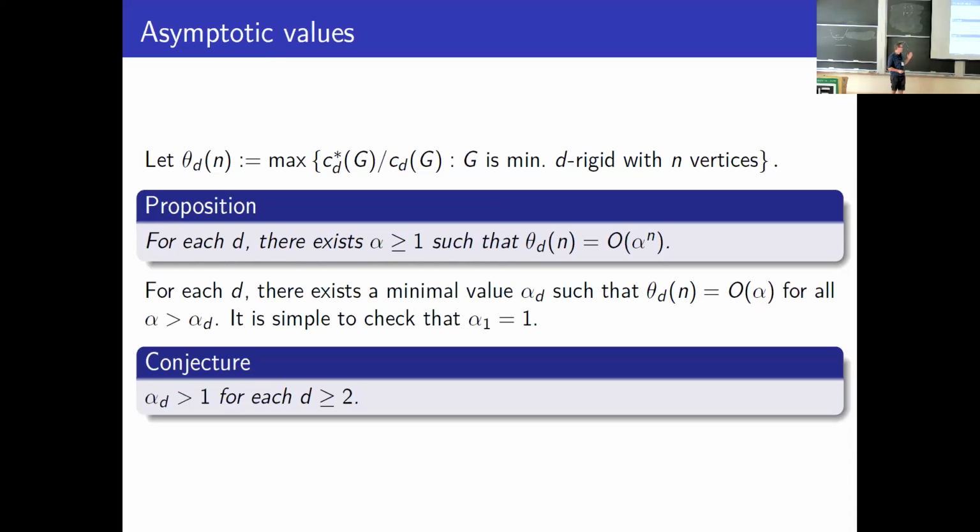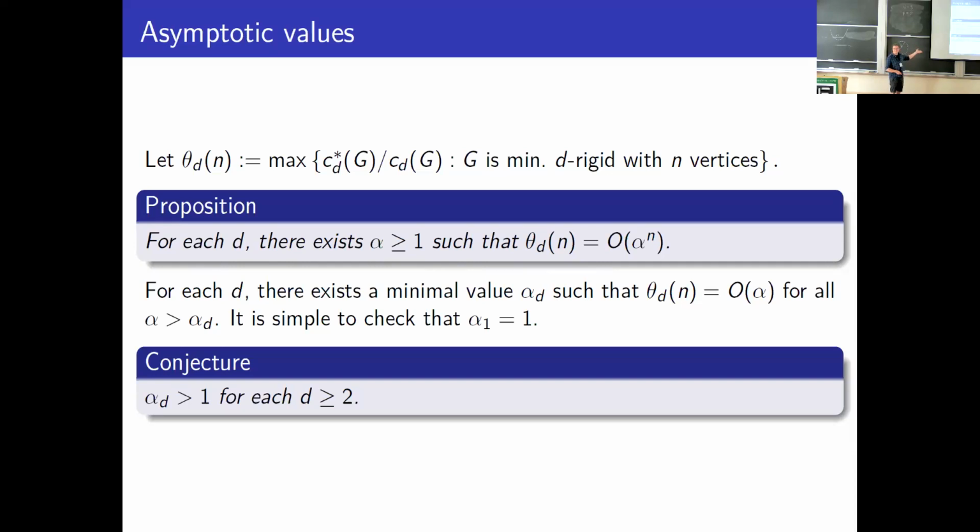This alpha has to be bigger than or equal to 1. This is just taken from how I defined it. But we also want to look at this minimum value of alpha, so this alpha d. I'm being a bit cautious here. I'm just saying it's the minimum value so that this is true for every alpha that's strictly bigger than alpha d, just to be on the safe side. It's quite easy to check that alpha 1 equals 1 for d equals 1. We think it's true for d greater than 1.